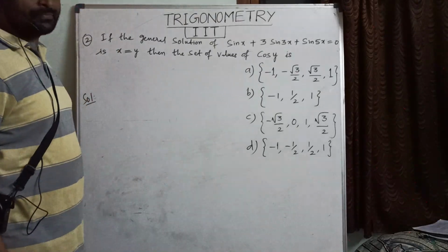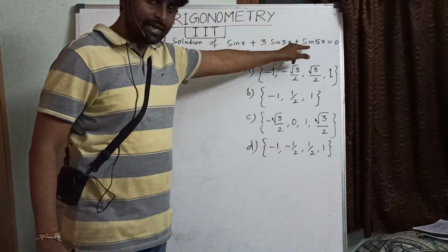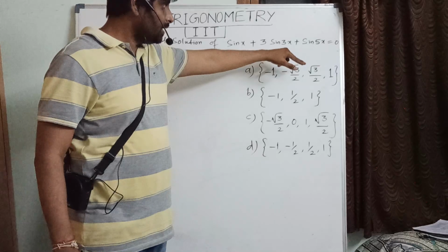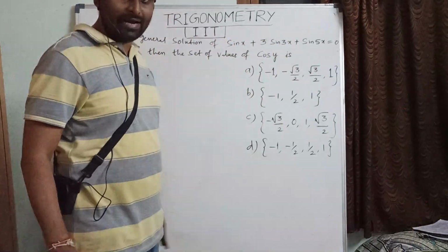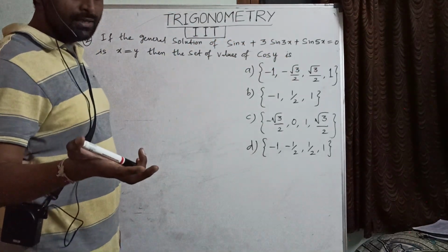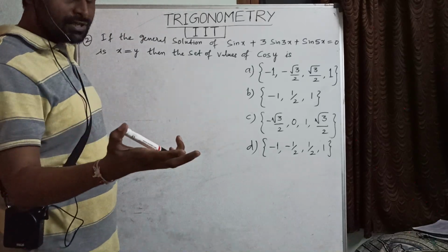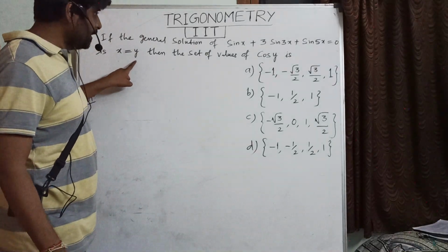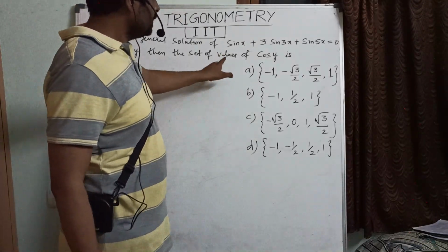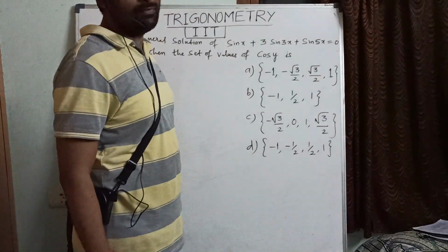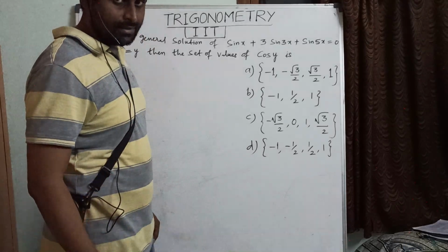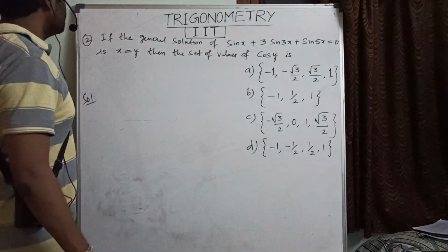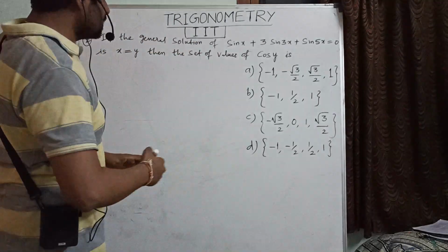If the general solution of sin x plus 3 sin 3x plus sin 5x equal to 0 is x equal to y. From this equation we'll get the value of x. That is the solution, and whatever solution we get for x can be assigned to y. So finally we are going to find the set of all possible values of cos y. Now let us take that equation. It's very easy to simplify.